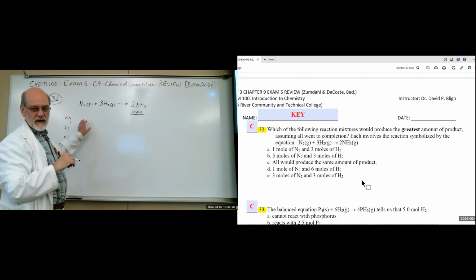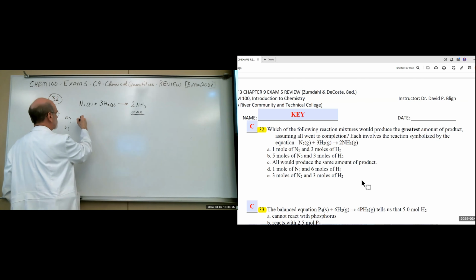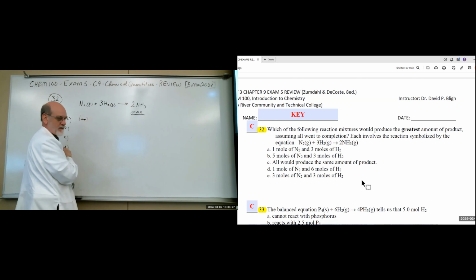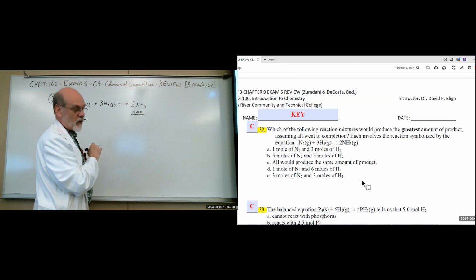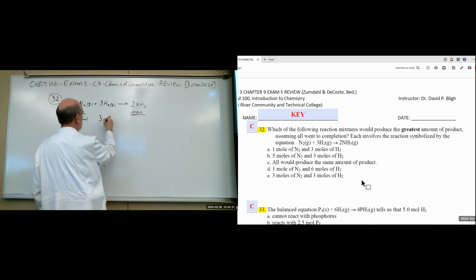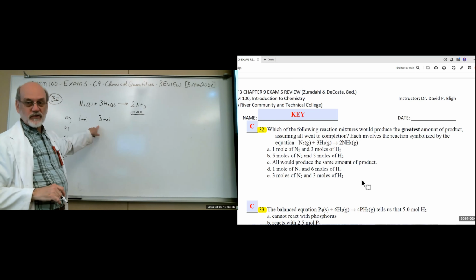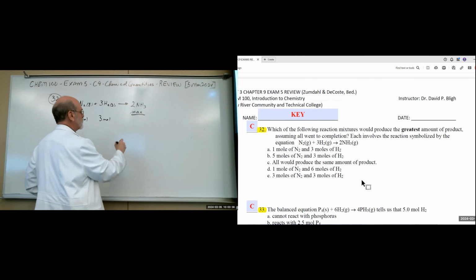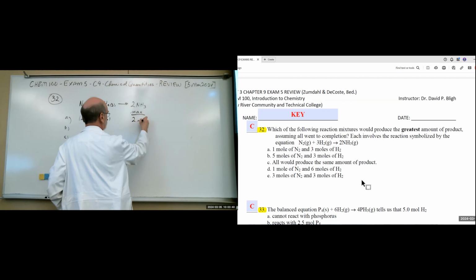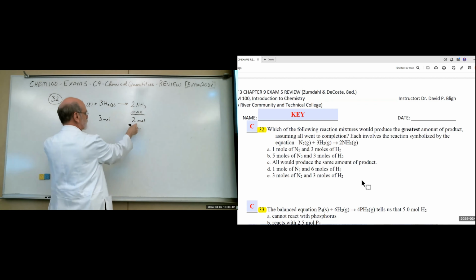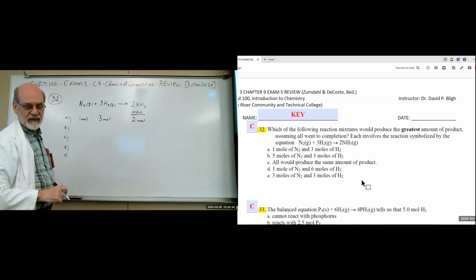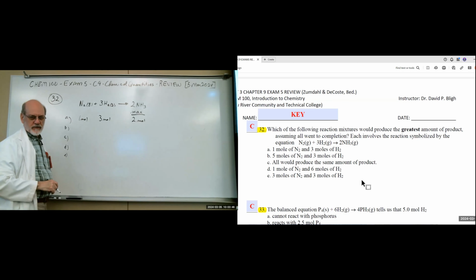What do we have? For A, we have 1 mole of nitrogen and 3 moles of hydrogen. 1 to 3. That's a stoichiometric mixture, and it will make 2 moles. Right? 1, 3, 2. 2 moles of ammonia. Then 5 moles of nitrogen and 3 moles of hydrogen.